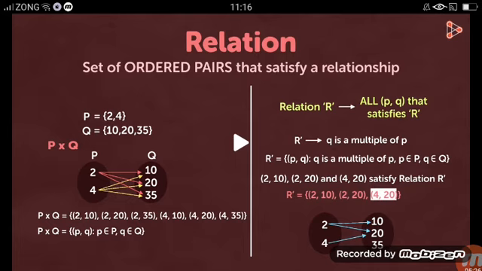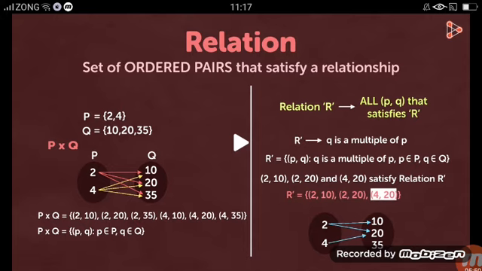Let's here summarize the topic. If we have two sets P and Q, the Cartesian product is a set which contains all the relations between the elements of these two sets, whereas the relation is a set which contains some specific relations between the elements of these two sets. That relation can be any type of relation.